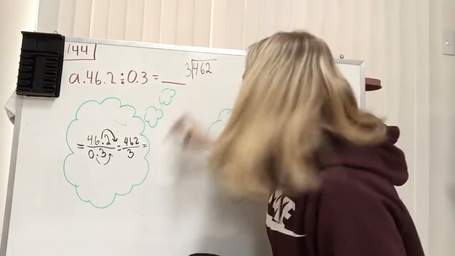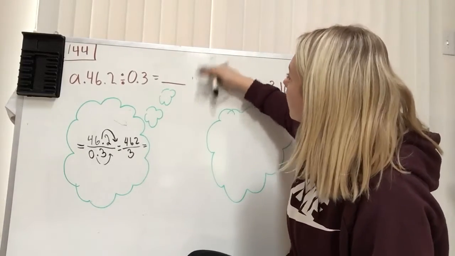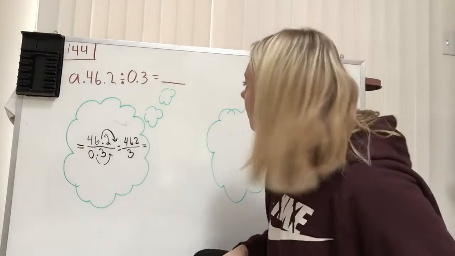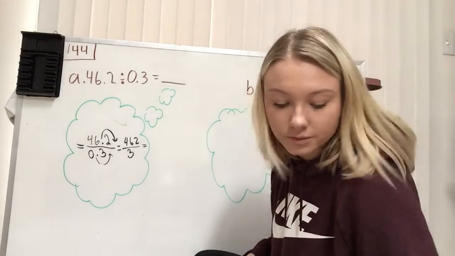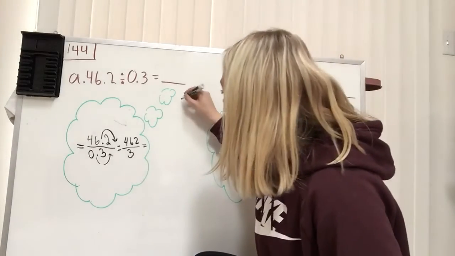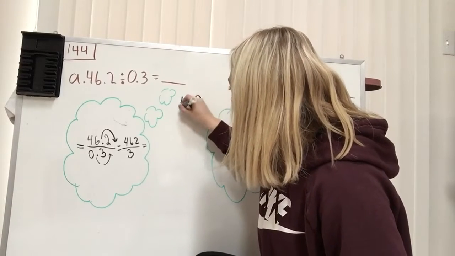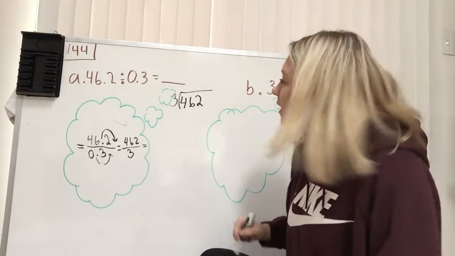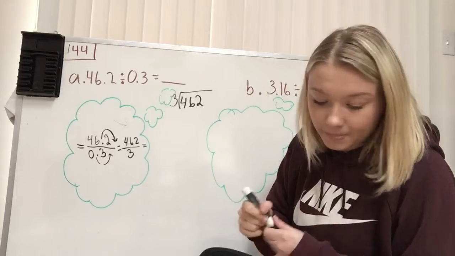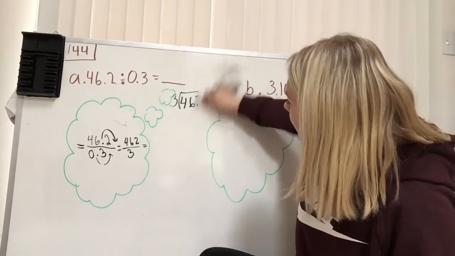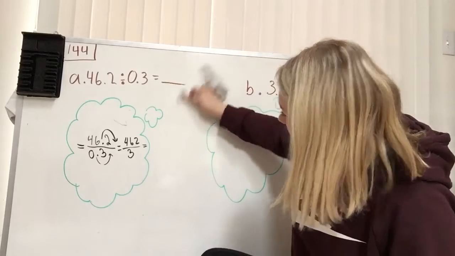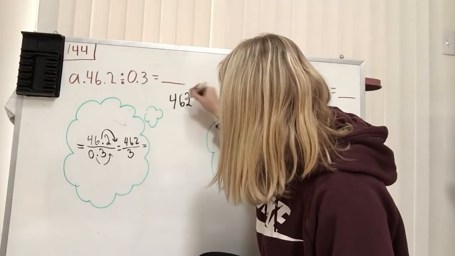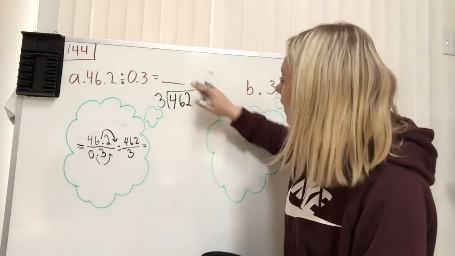I really don't like how that looks, I'll be honest. I think that it's in a bad place for all of us. So I'm going to change my color up here. I'm still going to use this. Okay, so I'm going to do 462 divided by 3. You guys can't even see. Okay, that's better.